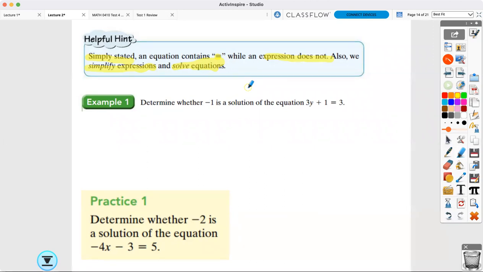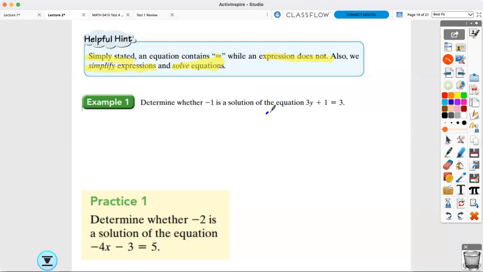Now, for example one, determine whether -1 is a solution. So does anyone know what we're going to do with the -1 to see if it is a solution? Anyone remember? Do we plug it in? Yeah, we're going to plug it in for y.